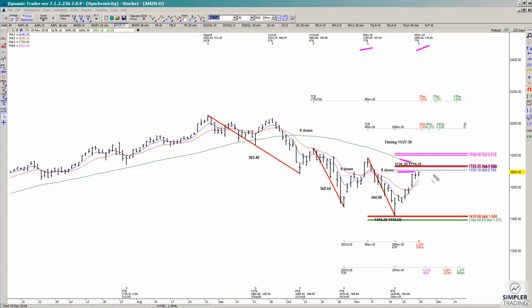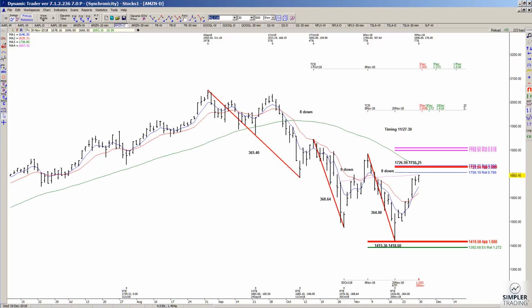We have some price resistance that's coming in with the averages, also a projection of these two prior rally swings. Actually here, this swing was 311.18, this swing here was 307.64, and the current swing here is 276. If it's going to end up becoming similar to some of these other swings, this is where the resistance really comes in, 1726 to 1735 area.